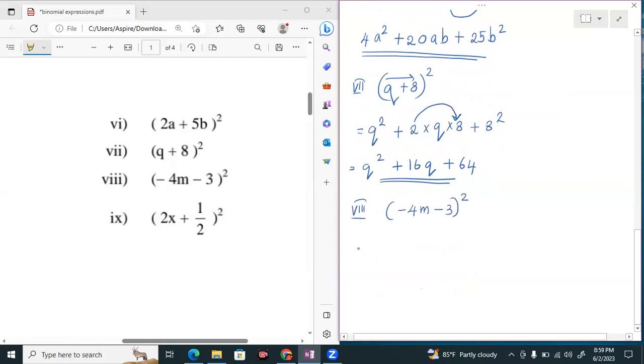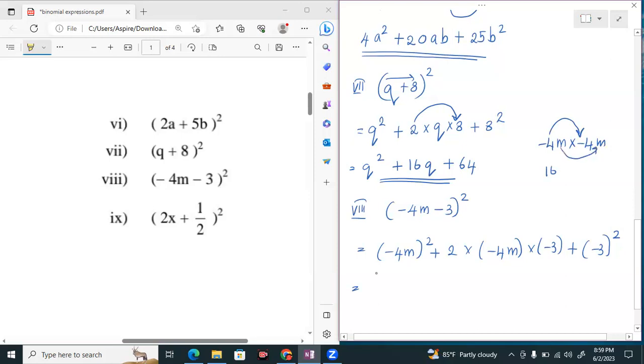(-4m - 3) squared. Then (-4m) squared add 2 times -4m times -3 add (-3) squared. Then (-4m) squared, that means -4m times -4m. -4 times -4 is 16. m times m is m squared. Therefore it is 16m squared.